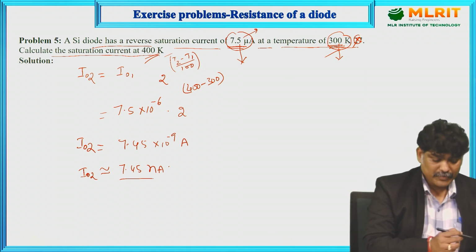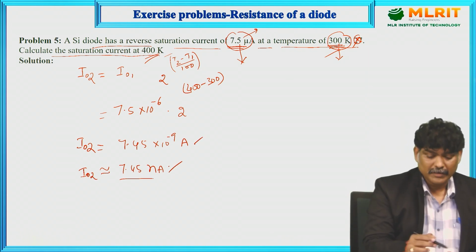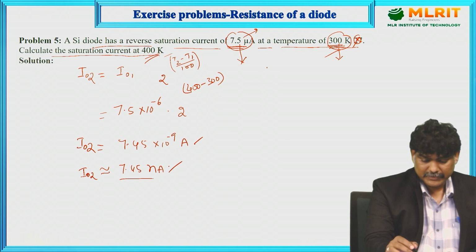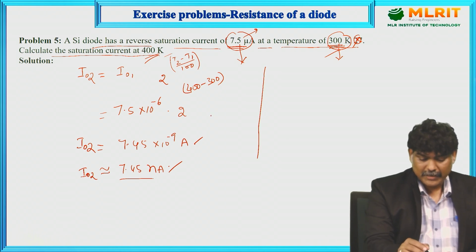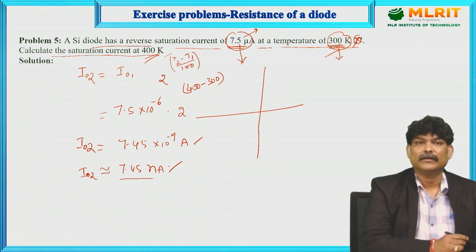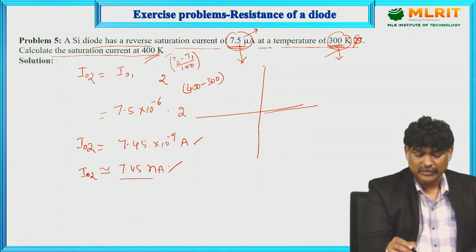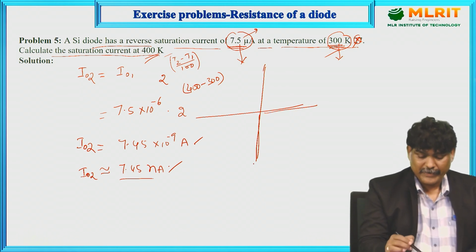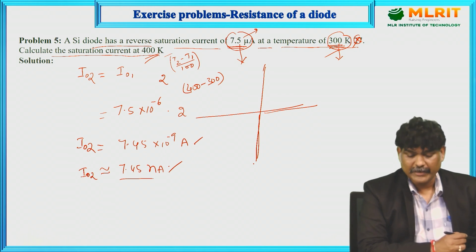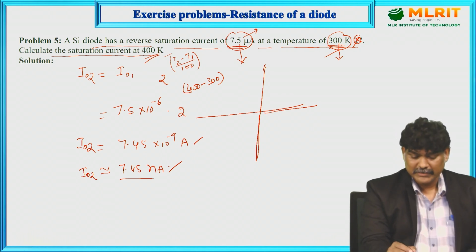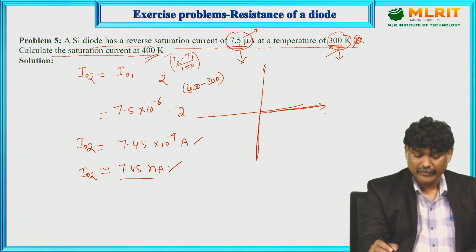Therefore, we can say that temperature affects the diode current equation. How do we represent this on the VI characteristics? We know the forward characteristics of the diode.